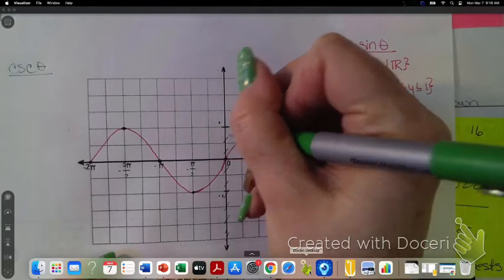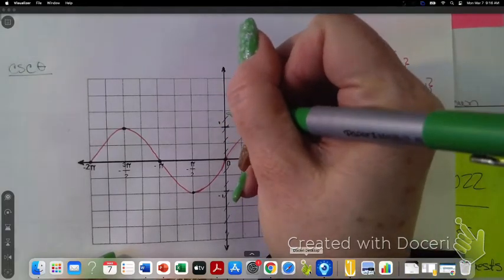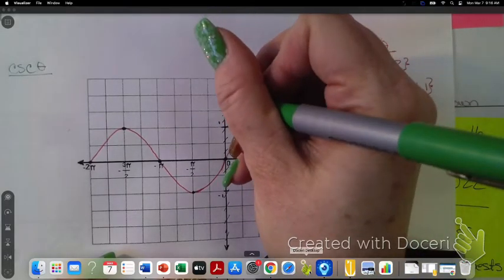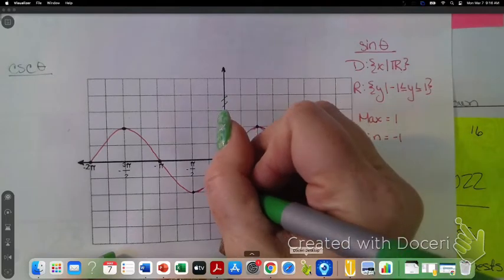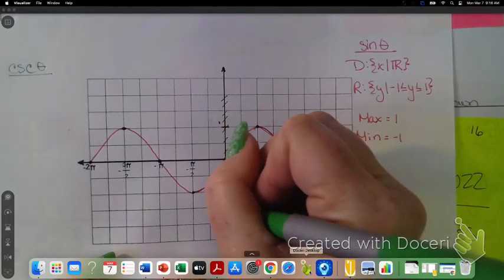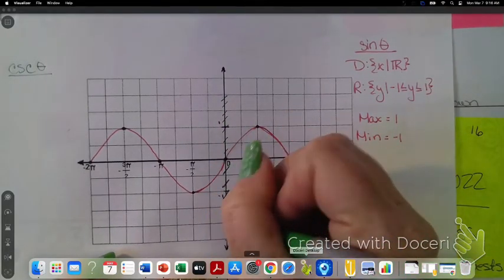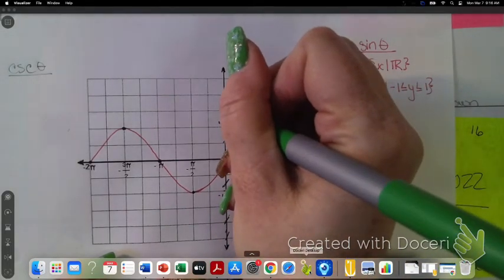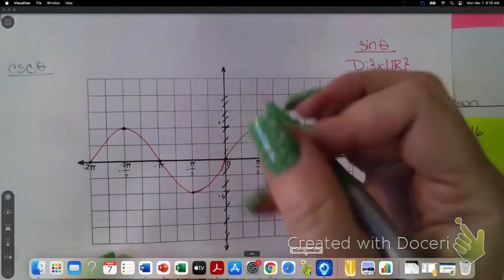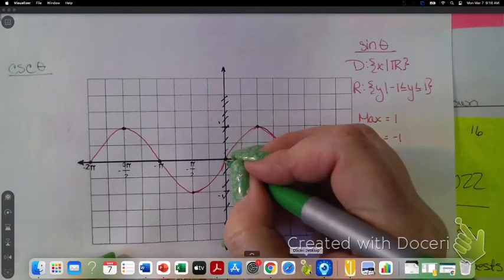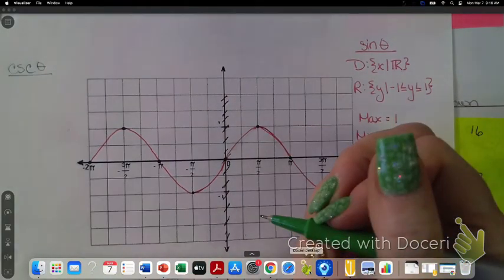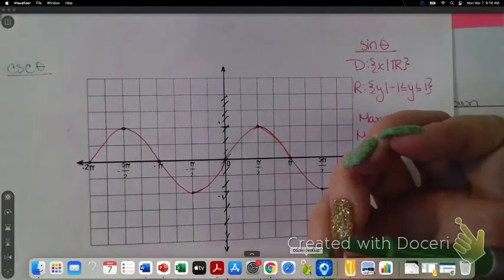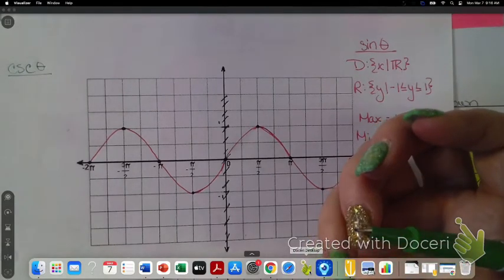Can you see the green? Yeah, I could see it. Can you tell the difference from the other? I can tell. Yeah. Okay, so that's a vertical asymptote, right? So anytime that sine is 0, cosecant is going to be undefined, isn't it? Yes.